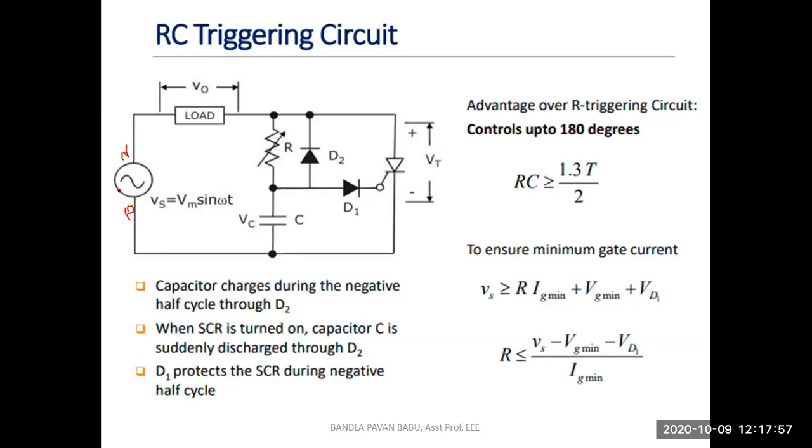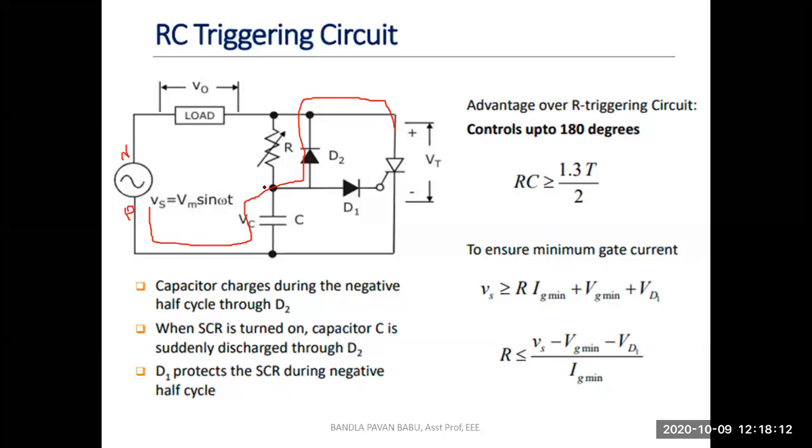What happens here? Okay, so the current flows through the capacitor and through D2 to the source. Also, because the resistance is very high, a small amount of current flows through the resistor also, but we have to notice that earlier the polarities are positive and negative. Now the capacitor has to discharge and it has to charge.